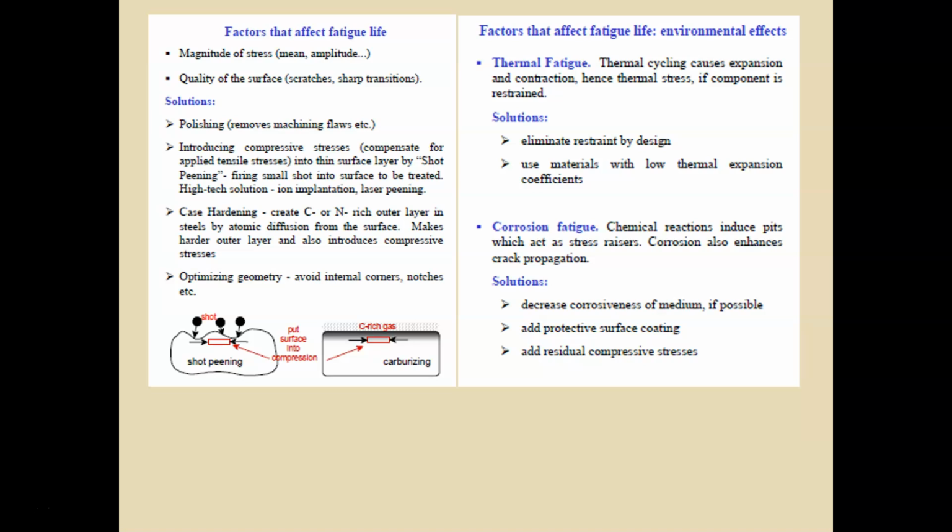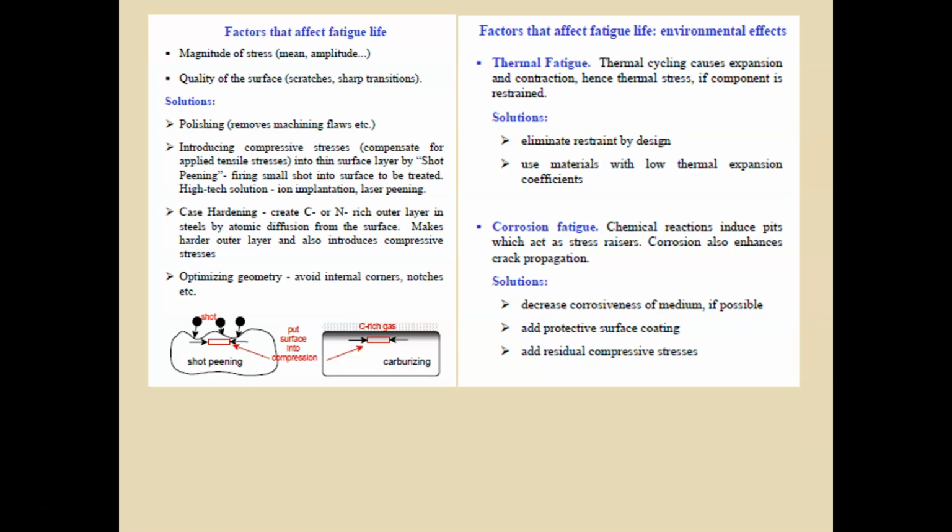So how do we solve those issues? Well, we can polish it, which removes the machining flaws. We can introduce compressive stresses, to compensate for the applied tensile stresses, into a thin layer by shot peening. That's firing small shot onto the surface to be treated. High-tech solutions are ion implantation and laser peening, where they're actually changing the flatness of the part by introducing valleys, so it's not just straight where a crack can occur.